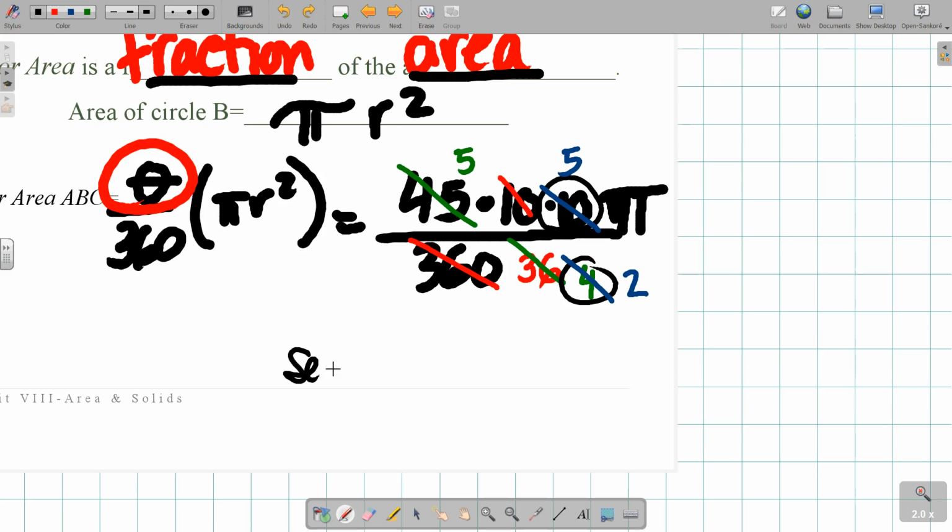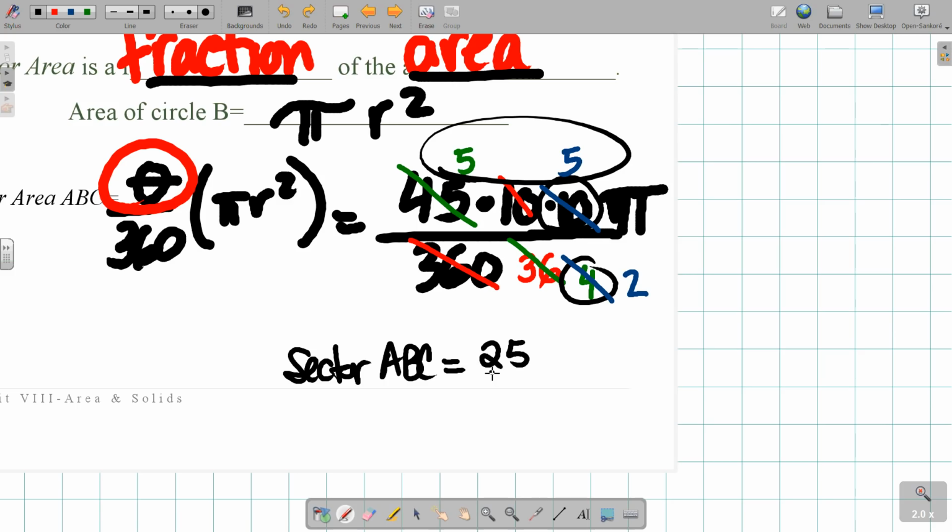So my sector ABC equals 25 over 2 pi. Now it's centimeters squared because it's area.